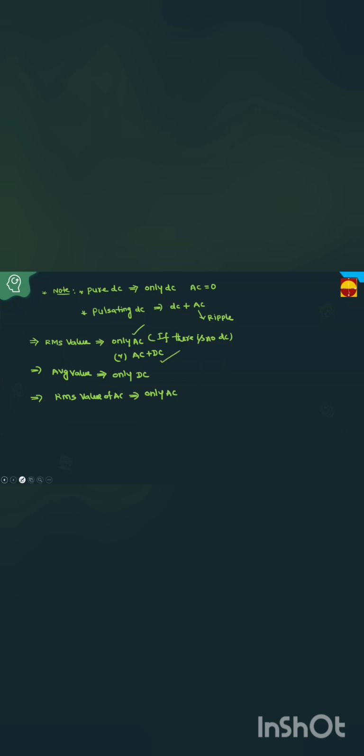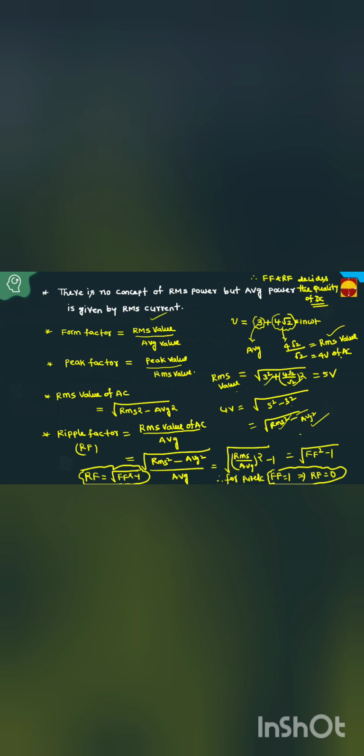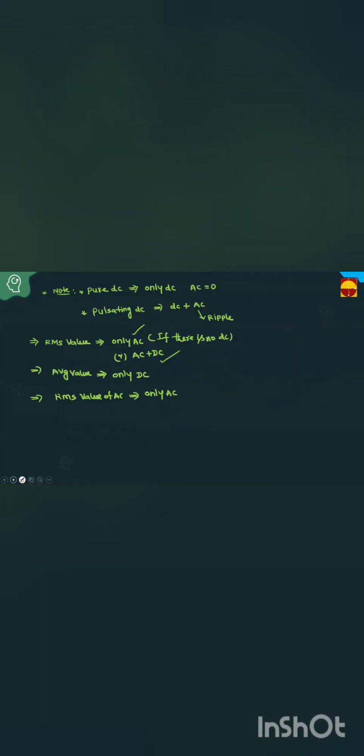Just like this, I calculated the RMS value now. It consists of DC plus AC. That's why, average value is only DC, and RMS value of AC is only AC. This is the significance of RMS value, average value, and RMS value of AC.